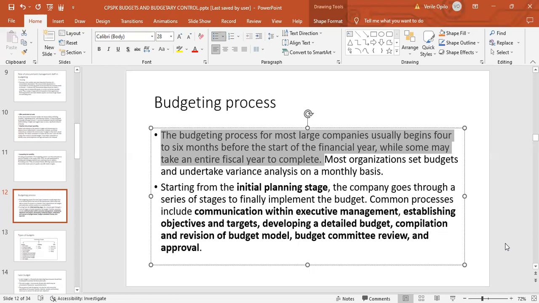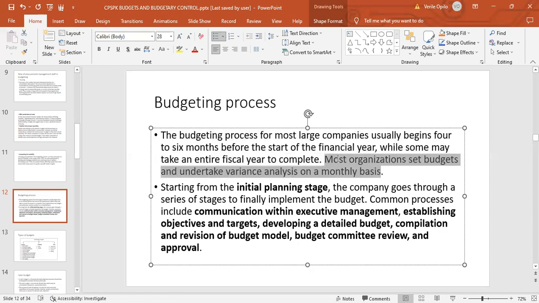before it is approved. Most organizations usually set budgets, and sometimes they undertake a variance analysis on a monthly basis. So you'll find that they create budgets month on month, or quarterly. And they are going to be comparing the budgets with the actual. So for January, we had a budget of 100,000 Kenya shillings as sales revenue. Come January, were we able to get the sales revenue of 100,000 as desired? So in that case, they just undertake variance analysis.